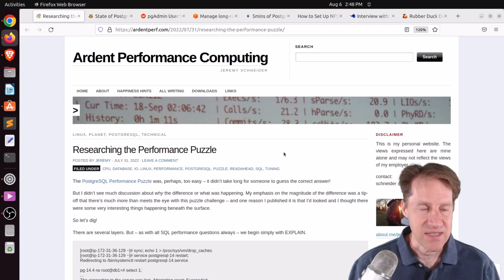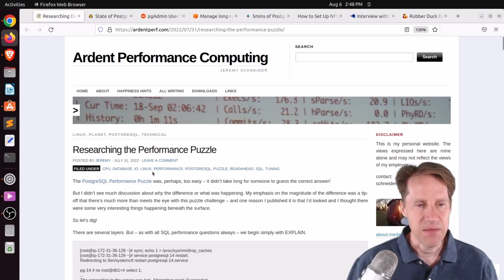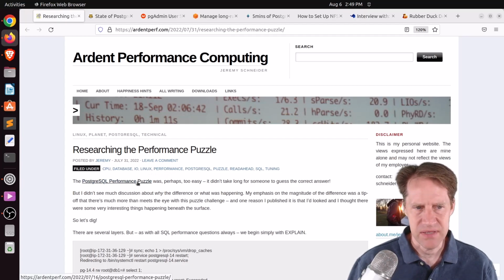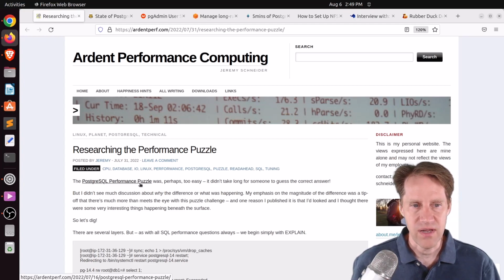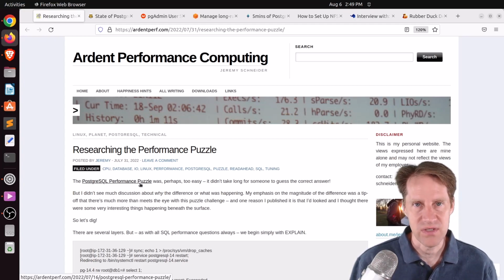Our first piece of content is researching the performance puzzle. This is from ardentperf.com, and he's referencing a blog post that was posted, I believe, last week or maybe the week before last, where he posed a performance puzzle where he had a table with two different bigints, same indexes, same data type, same values contained within, but one was super fast to do a query pulling up about half the values within a range, whereas the other query took forever. And the question was, what's the difference?